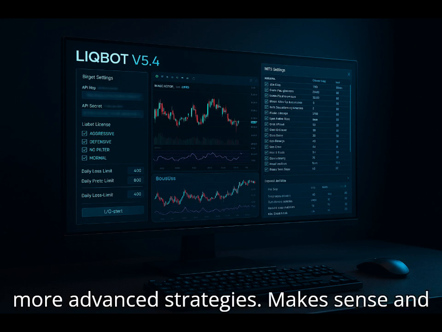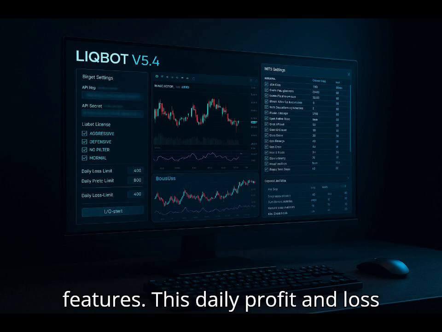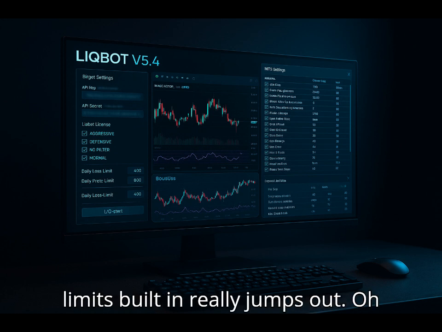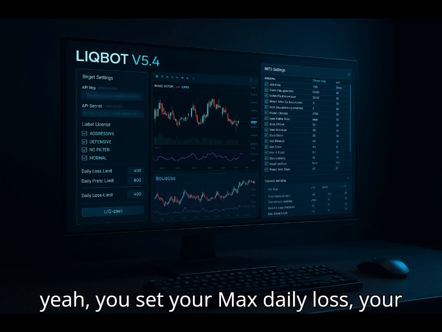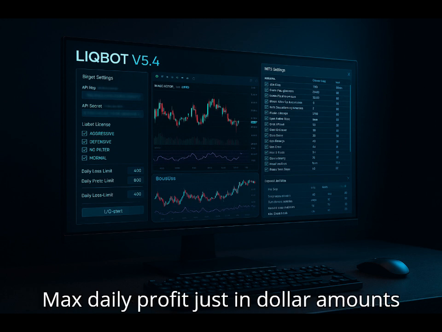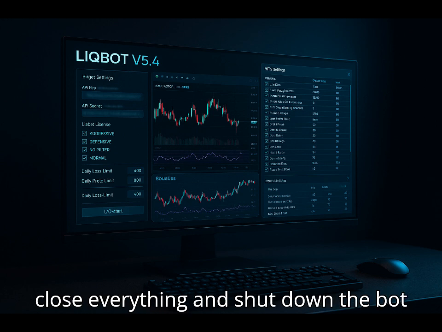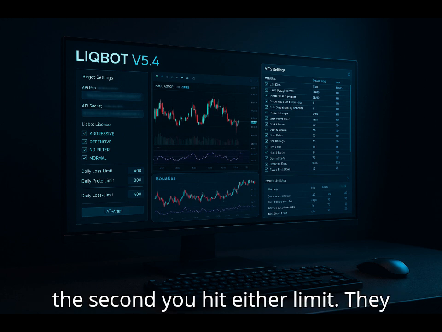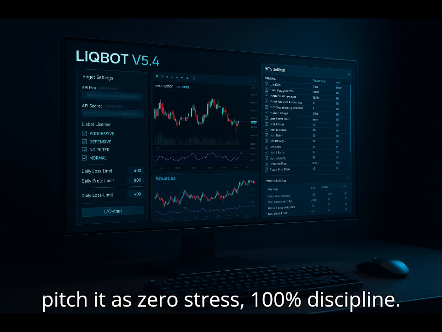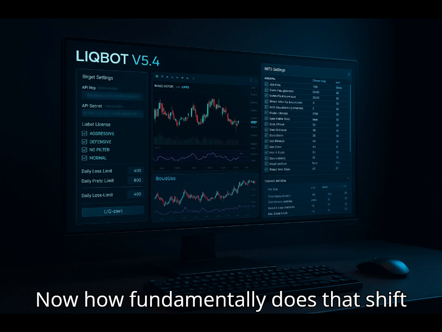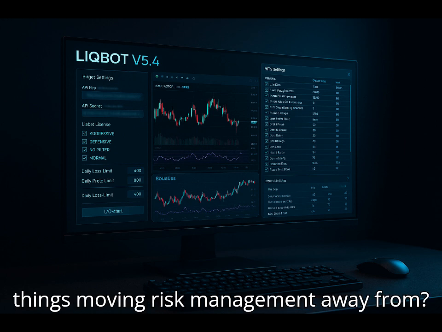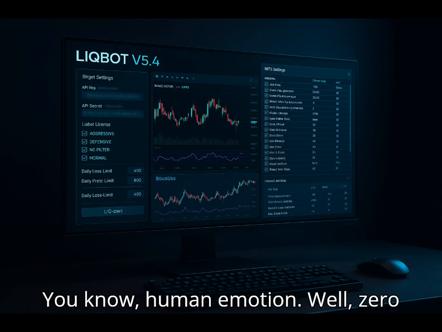Makes sense. And sticking with critical management features, the daily profit and loss limits built in really jump out. Oh, yeah. You set your max daily loss and your max daily profit, just in dollar amounts. And the system is designed to auto-close everything and shut down the bot the second you hit either limit. They pitch it as zero stress, 100% discipline. Now, how fundamentally does that shift things, moving risk management away from human emotion?